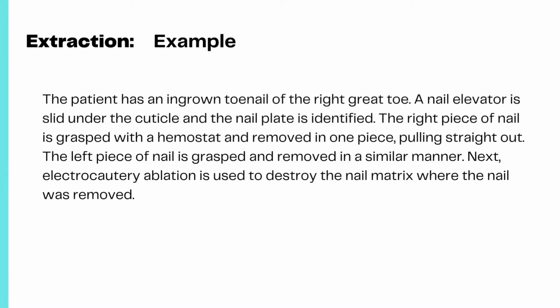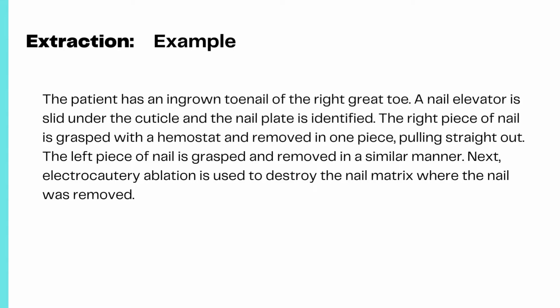This is an example of coding extraction procedures. The patient has an ingrown toenail of the right great toe. A nail elevator is slid under the cuticle and the nail plate is identified. The right piece of nail is grasped with a hemostat and removed in one piece, pulling it straight out. The left piece of nail is grasped and removed in a similar manner. Next, electrocautery ablation is used to destroy the nail matrix where the nail was removed.